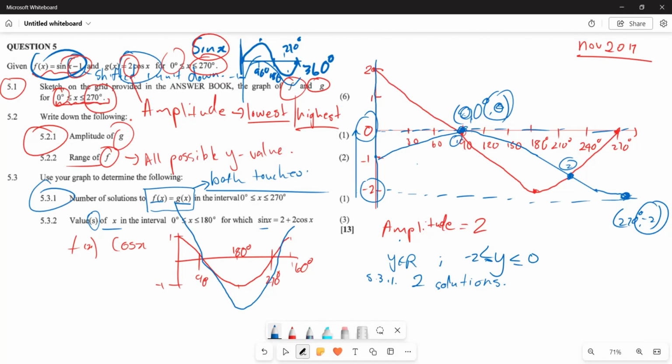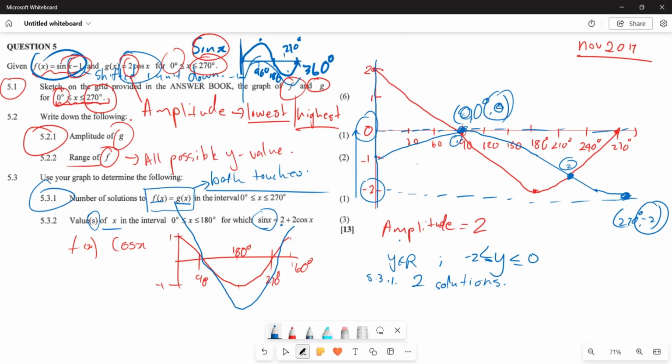For us to solve this, they want us to use the graphs. Here you are having the graph of sine of x, and here you are having the graph of 2 plus 2 cos x. What is it that you are going to have here? They want a point where both of these graphs are going to meet. Where are both of these graphs basically going to meet?